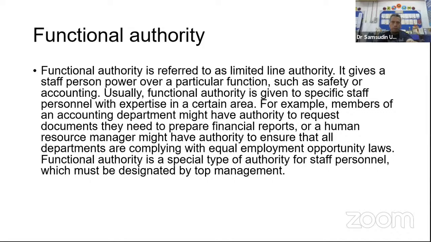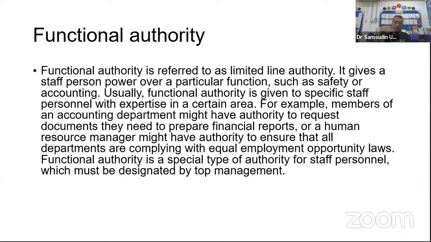Or a human resource manager might have authority to ensure that all departments are complying with equal employment. So that's why we need one unit, one section, one function that we call functional authority. This functional authority can cross all the staff authority and all the line authority, but they have a special expertise. So we have to agree there is a functional authority in our organization structure. There is a functional unit.